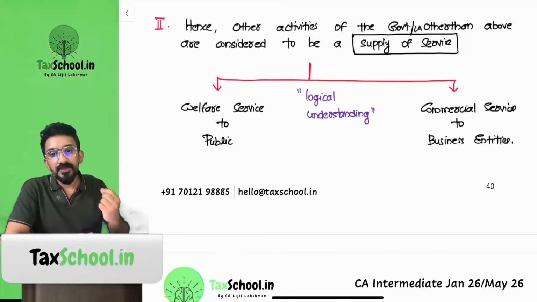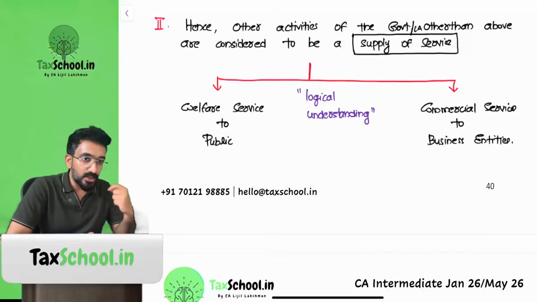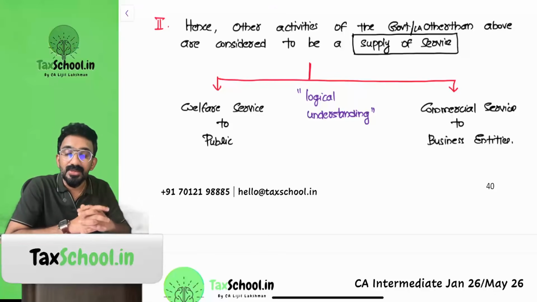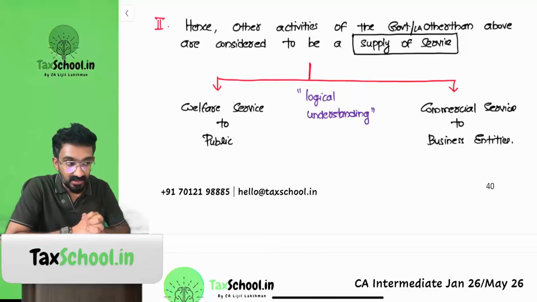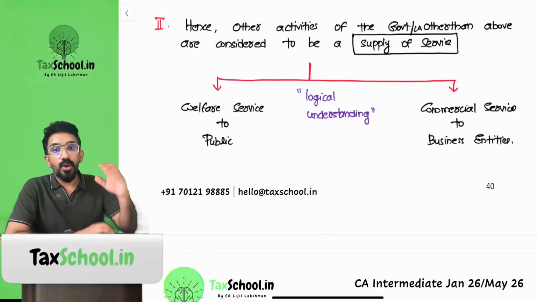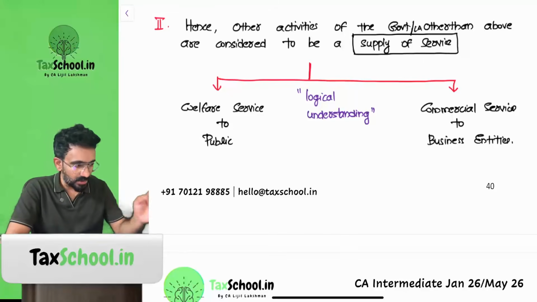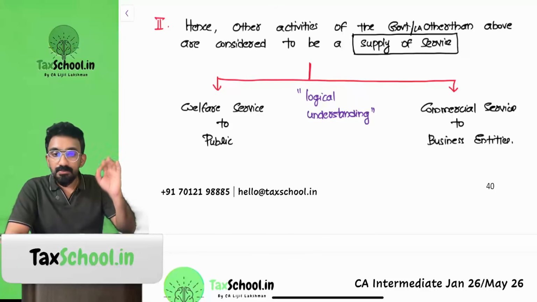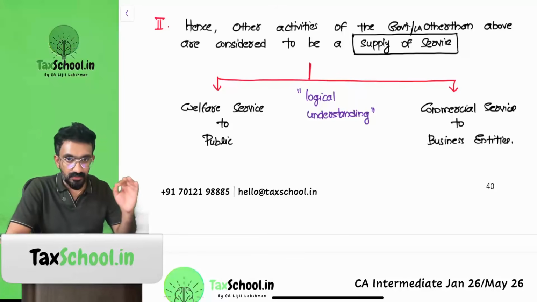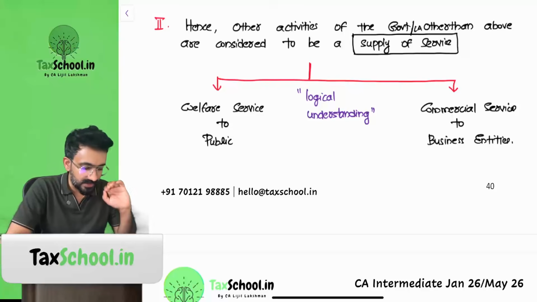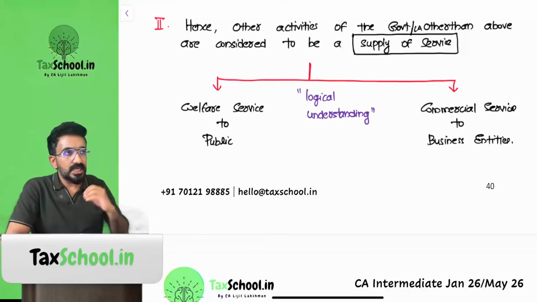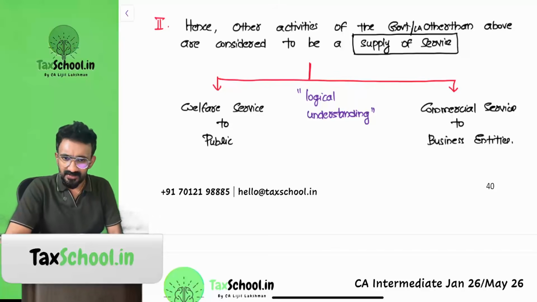Right? So welfare services and commercial services are the classification I'm giving generally for your logical understanding of government activity. What I'm saying is, all other activities other than those two by government or local authority, panchayat, municipality, etc., can be broadly classified into welfare services and commercial services. You think about it, government will provide welfare services. Sometimes they will not collect any money. Sometimes they will collect a nominal fee, 30 rupees, 50 rupees, 100 rupees, right?